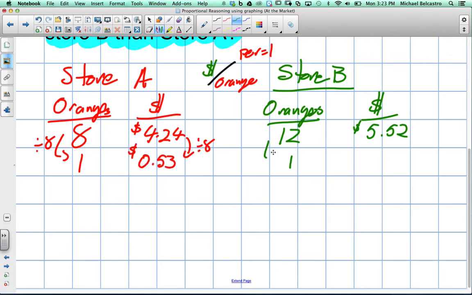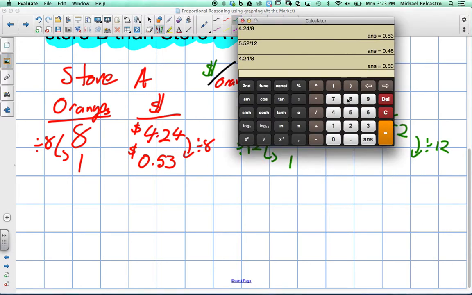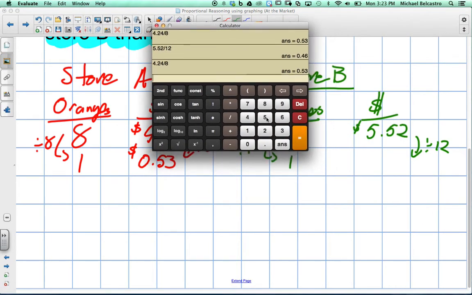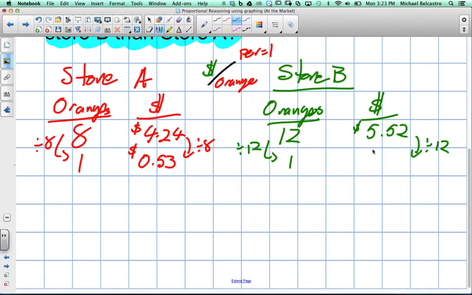And doing something very similar, to reduce 12 to 1, we're going to divide by 12, and we'll divide our cost also by 12 to get our rate at store B, which is different than store A's rate. The cost was $5.52 for 12 oranges, 46 cents. So a better rate at store B. We can already see that.